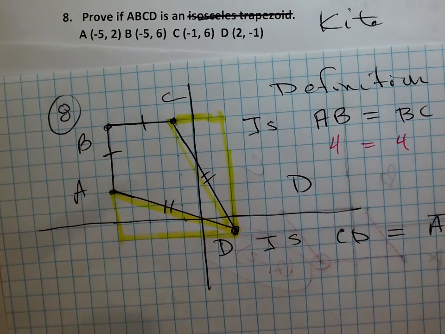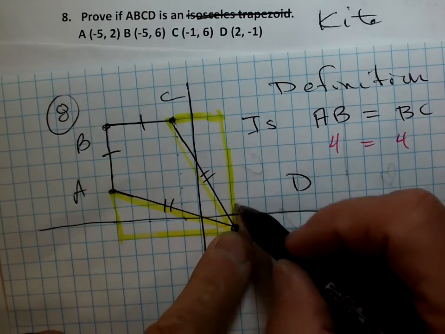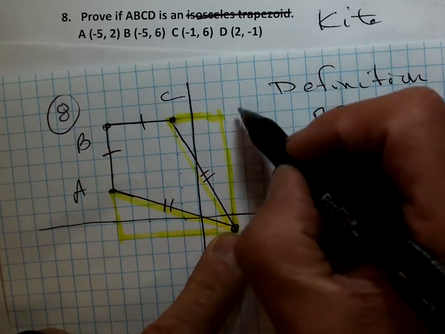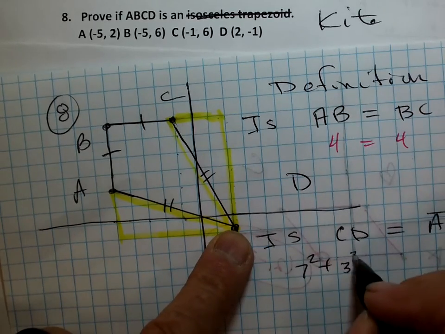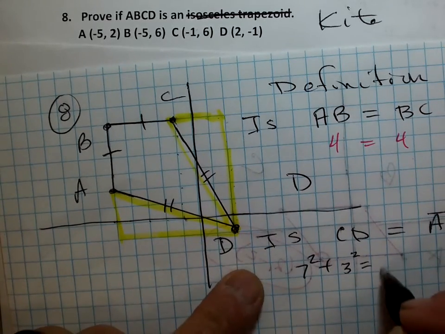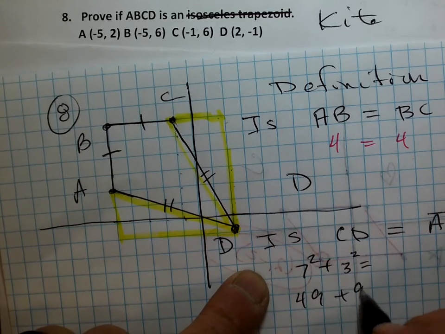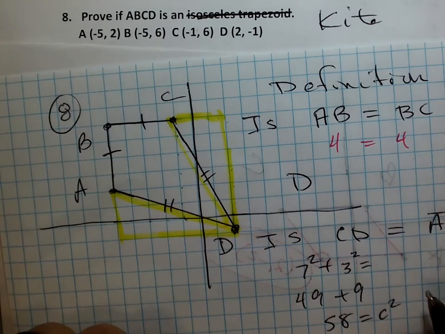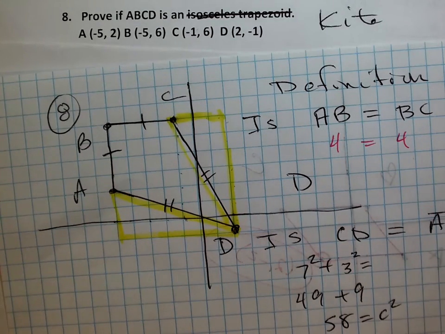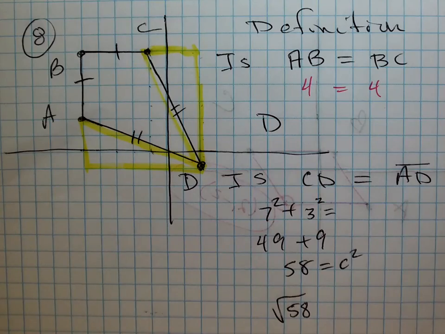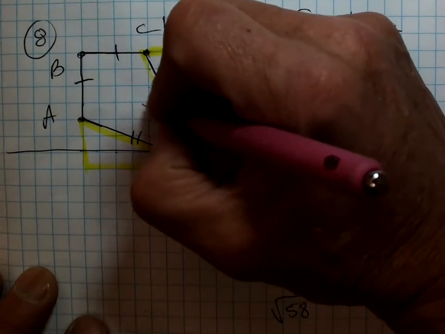All right, so first of all, CD. Looks like 1, 2, 3, 4, 5, 6, 7. So 7 squared plus 3 squared equals c squared, or CD squared. Okay, that's 49 plus 9, which is 58, equals c squared. So I'll take the square root of 58. Okay, so the answer is square root of 58. I could use a calculator and get a decimal, but I'm going to leave it as the square root of 58 because that's a length. So this length here is the square root of 58.